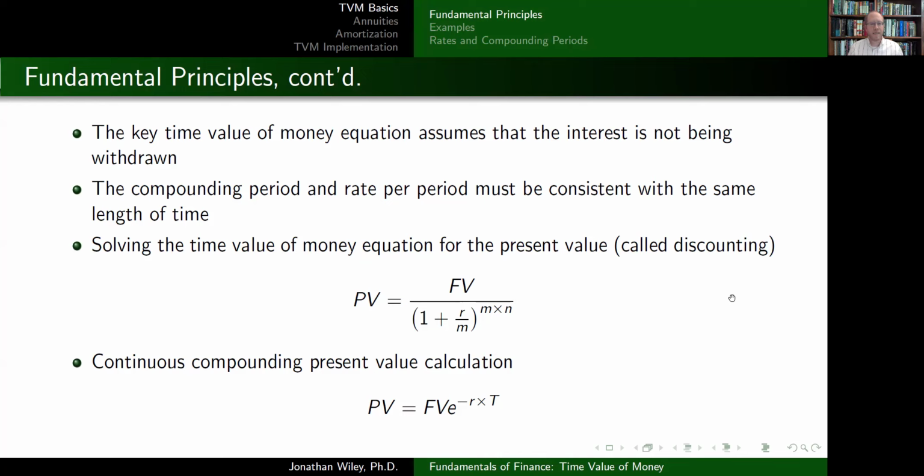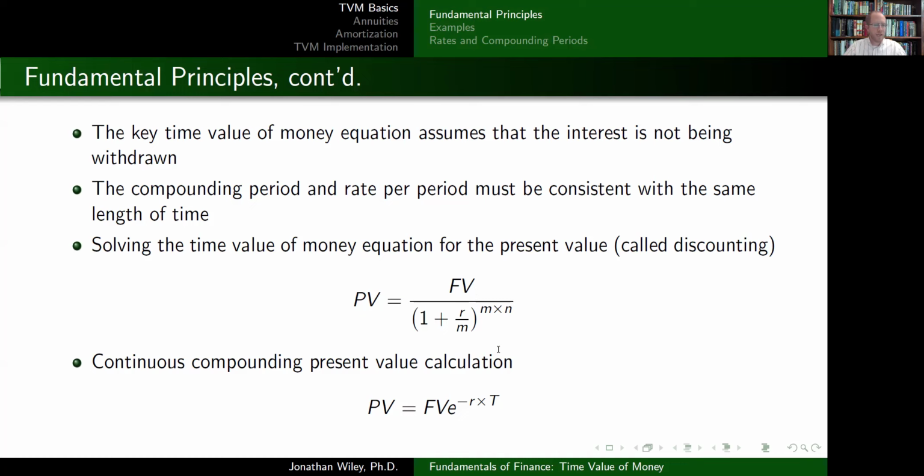And the reason for that is we know $1 today is worth more than $1 a year from now. So if I think about it a little bit differently, that means the $1 a year from now is worth less than $1 today. So to find the value of $1 in the future, I need to shrink it to get back to what it is worth now.